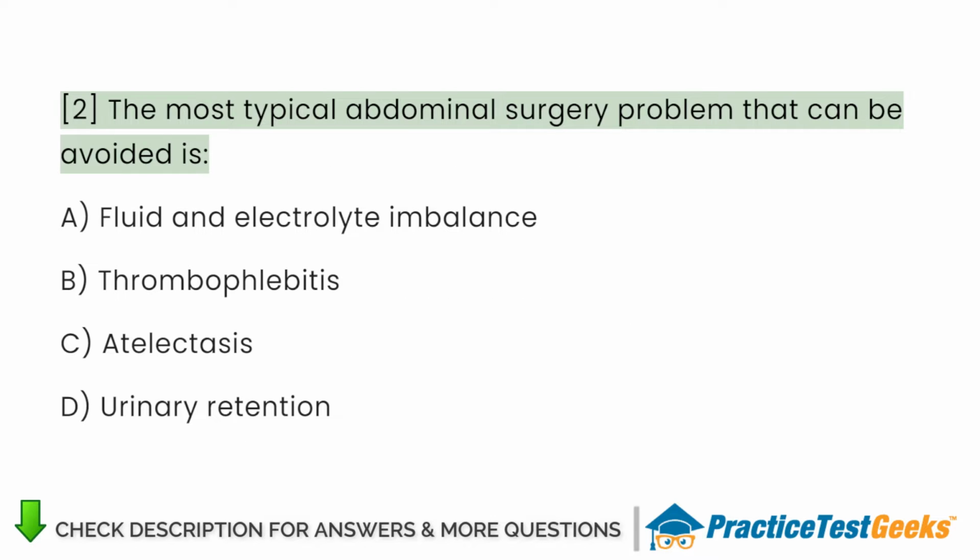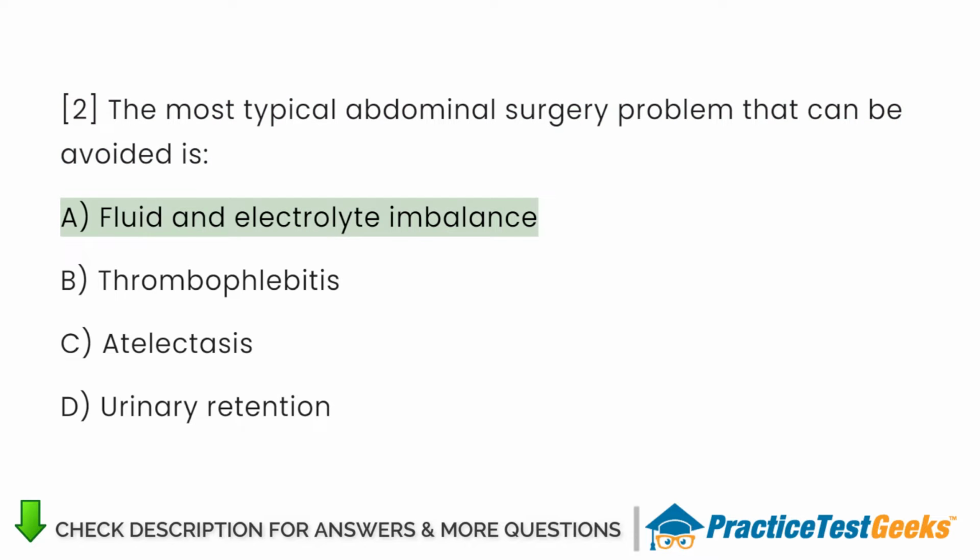The most typical abdominal surgery problem that can be avoided is A. Fluid and electrolyte imbalance. B. Thrombophlebitis. C. Atelectasis. D. Urinary retention.